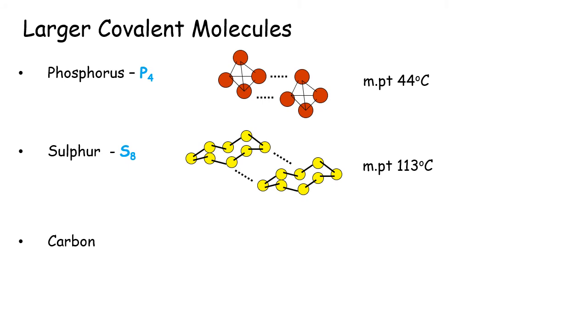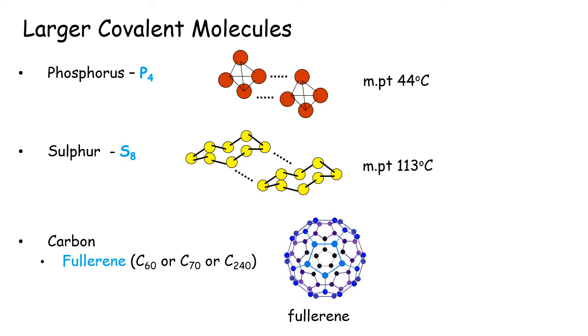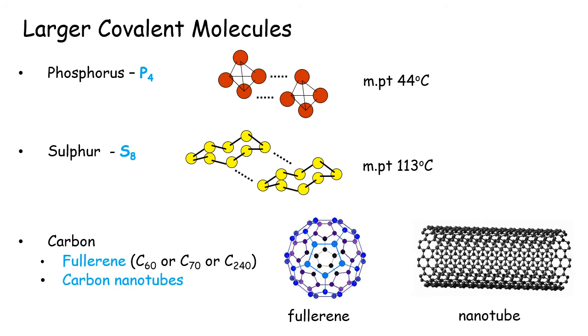And finally, we have carbon. And there's 2 forms of carbon that exist as molecules. We have fullerenes, which are sort of ball-shaped, and they can have 60 carbons, 70 carbons, and even up to 240 carbons in them. That's one molecular version. There's also carbon nanotubes, which are cylinders, and they tend to have very, very large numbers of atoms, but they are still molecules.